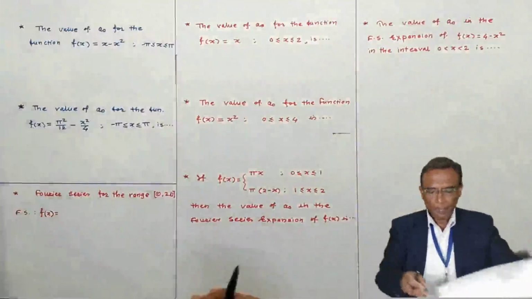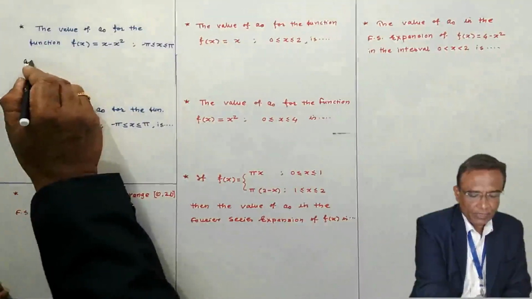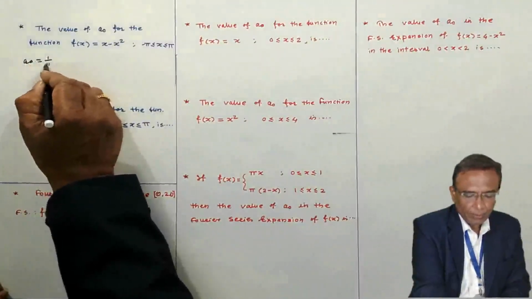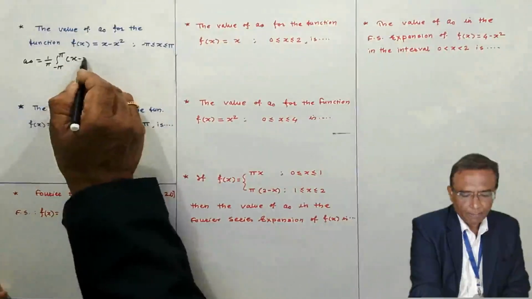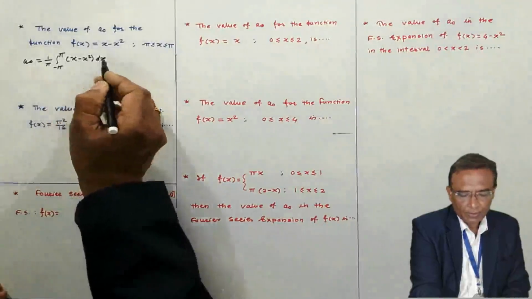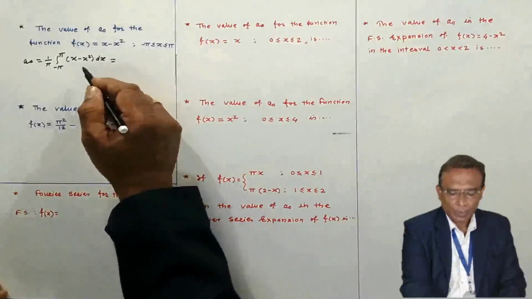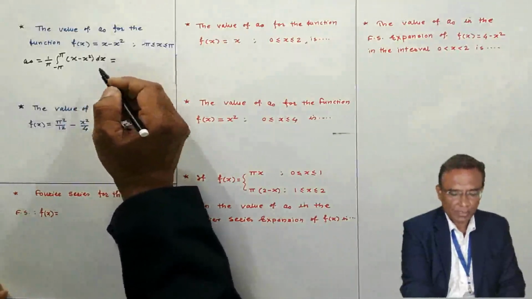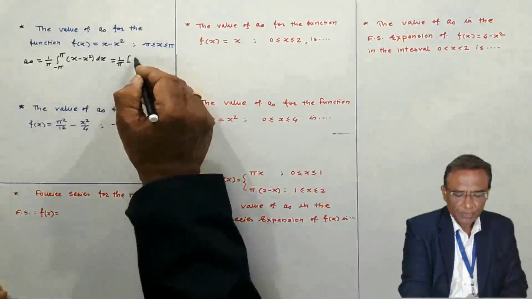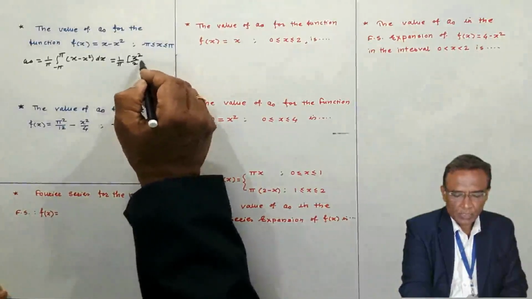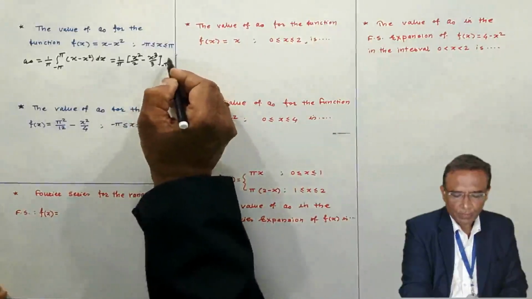Now, next, the value of a0 for this function. Very quickly, a0 is what? 1 by pi, integral from minus pi to pi of f(x). We are going to integrate. You can take the integration of this, or you can use the property of definite integral also, integral of x, integral of minus x square. You can do it like that also. But I am not using the property of definite integral. Directly writing, the integral of x is x square by 2, and it is x cube by 3, from minus pi to pi.